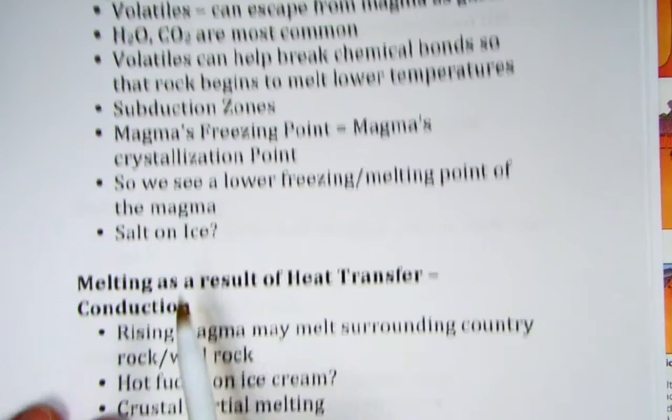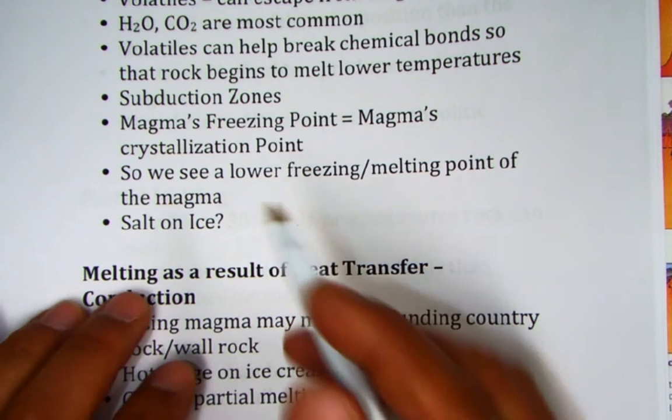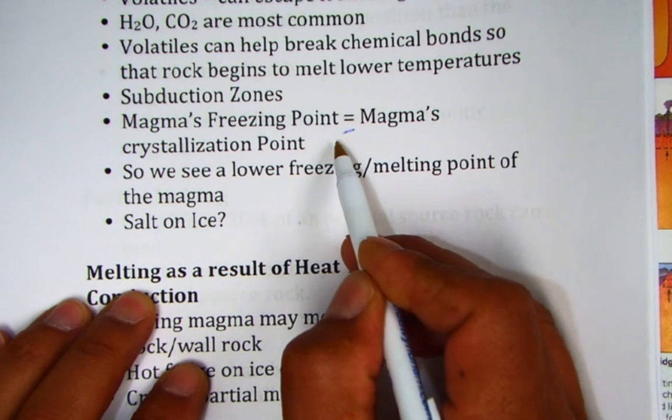And the analogy here is like salt on ice. When you put salt on ice, it lowers the freezing point. In other words, instead of ice freezing or melting at 0 degrees centigrade, it's going to melt or freeze at temperatures below that. So you don't need as much heat. The key thing about the volatiles, in terms of producing magma or partial melt, is that you don't need as much heat because you're lowering that melting point. And the other point I make is to note that a magma's freezing point is the same thing as a magma's crystallization point.